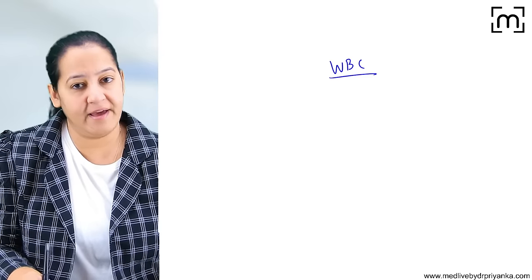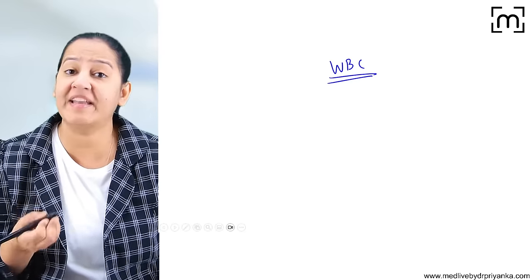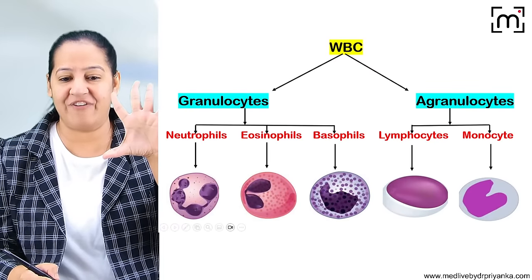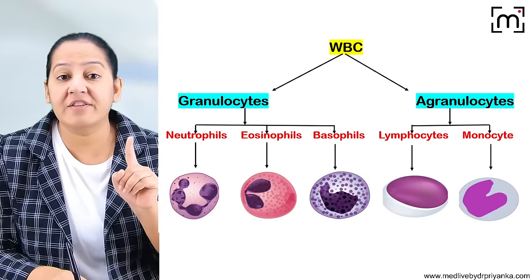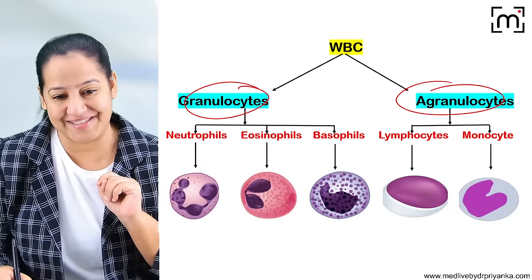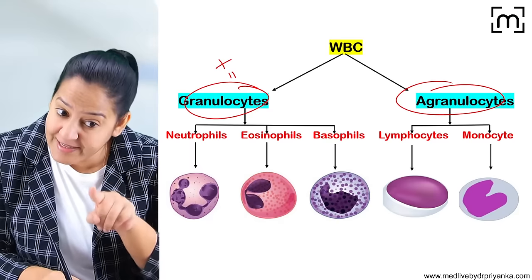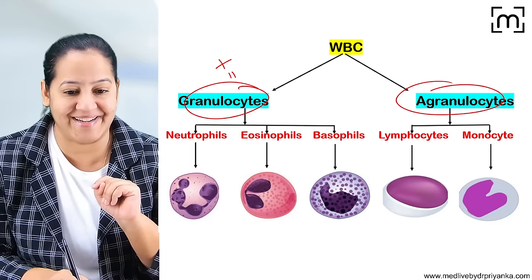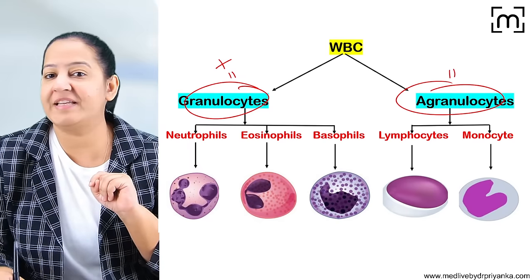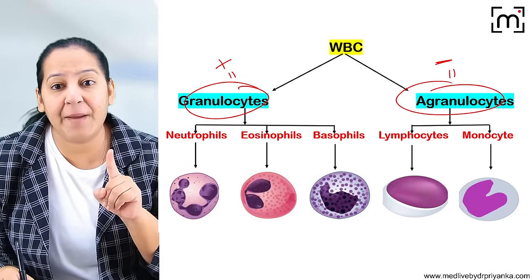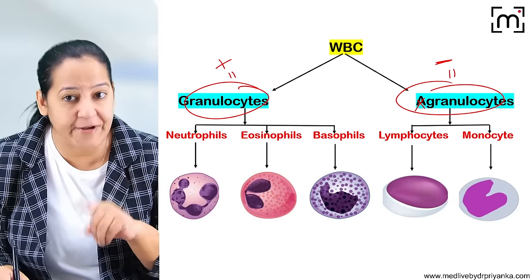What are WBCs? White blood cells. They are the leukocytes. How many types of WBCs are present in humans? There are five types. Basically, they are of two kinds, the granulocytes and agranulocytes. Granulocytes are the WBCs that have granules present in their cytoplasm, that's why they are known as granulocytes. And agranulocytes are the WBCs that don't have any granules in the cytoplasm. That's why they are known as agranulocytes. A means absent, the granules are absent.